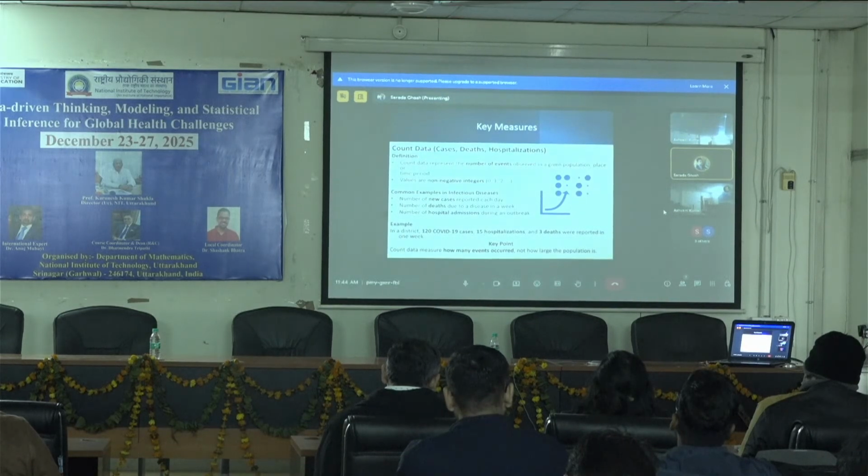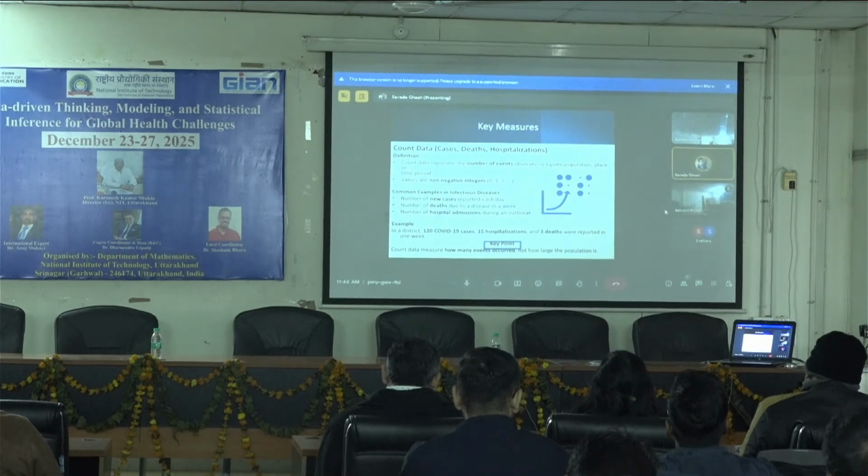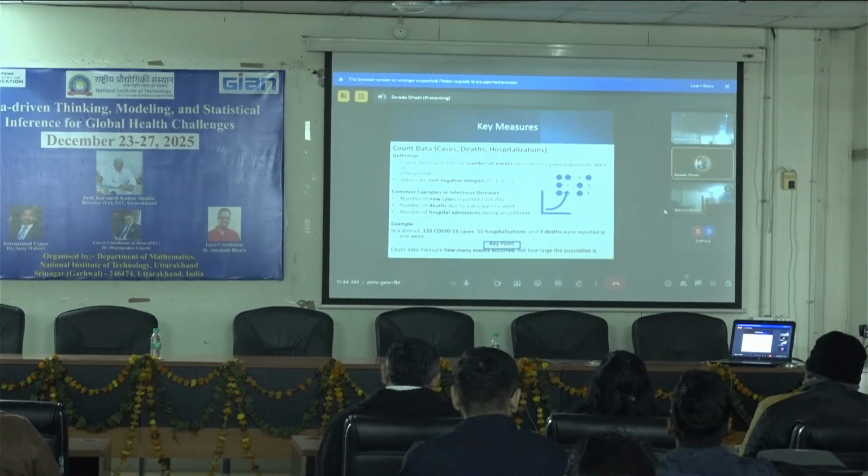One of the most important examples is COVID-19 in a district: 120 COVID-19 cases, 50 hospitalizations and 3 deaths were reported in 1 week. This is one example of count data. What is the key point here? Count data measure how many events occur, not how large the population is.